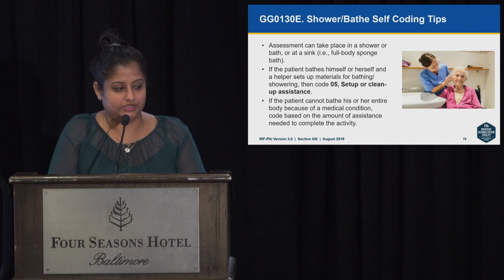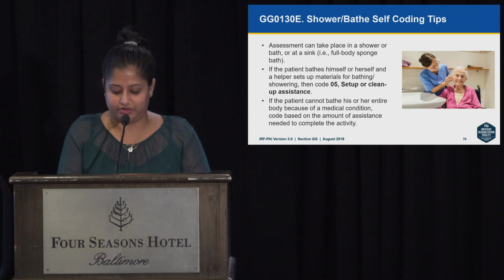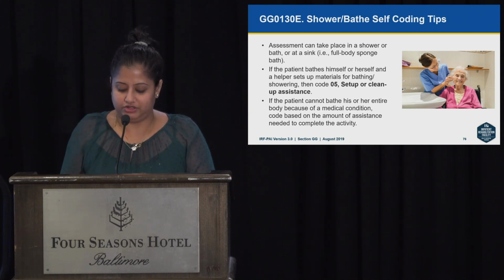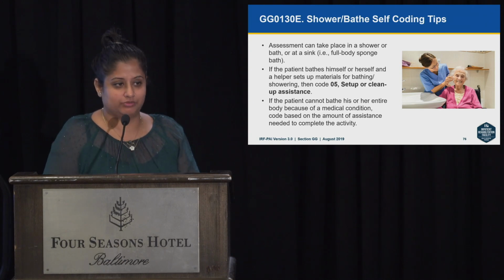So some more coding tips here for GG0130E. Assessment can take place in a shower or bath or at a sink, so that would be a full body sponge bath. If the patient bathes himself or herself and a helper sets up materials for bathing or showering, you would code 05, setup or cleanup assistance. If the patient cannot bathe his or her entire body because of a medical condition, you would code based on the type and amount of assistance needed to complete the activity.